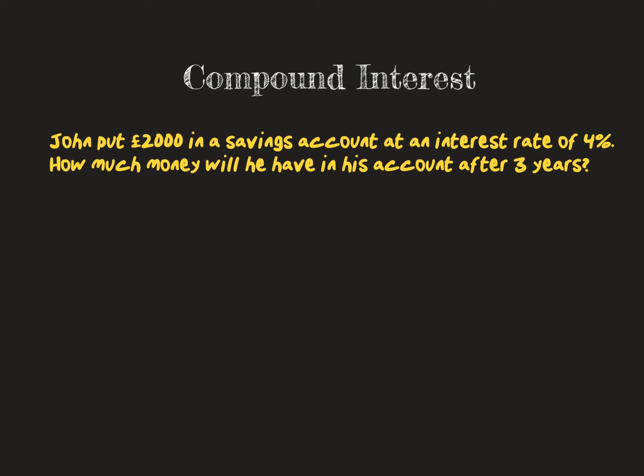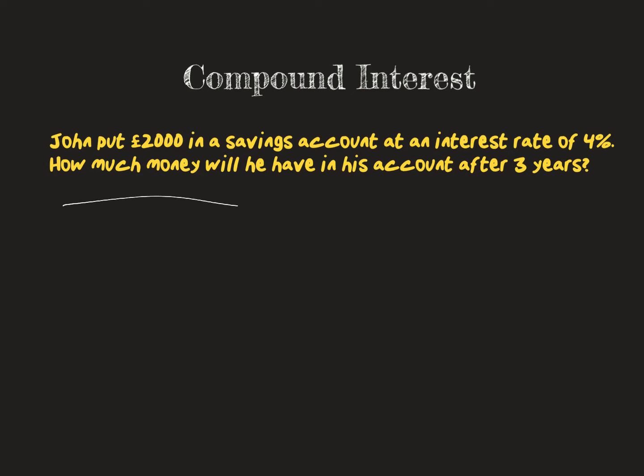John puts £2,000 in a savings account at an interest rate of 4%. So John has put some money into a bank account and they are giving him 4% interest on that each year. So it says, how much money will he have in his account after 3 years? So we're going to draw out our table here to answer this question.